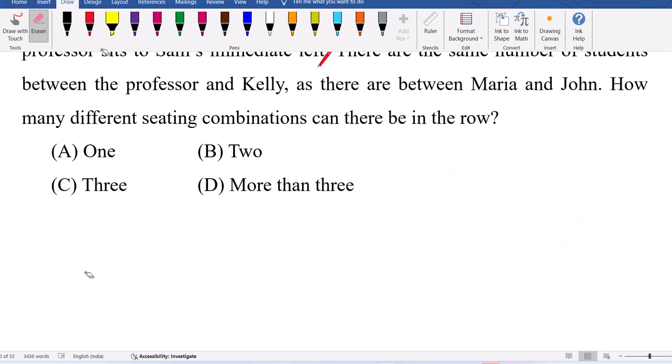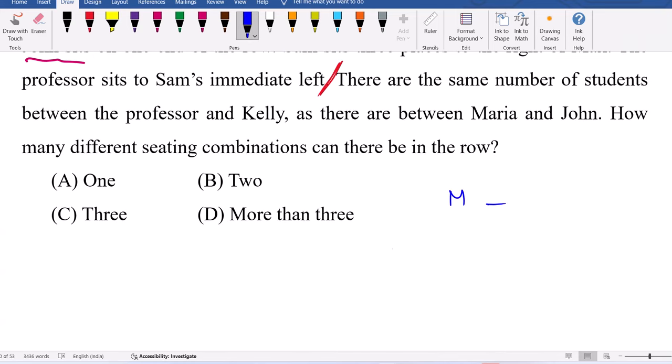First, we have three positions fixed. Sam, and Max: with respect to Max, Sam is third place. I believe everybody got this point. And the professor is immediately left of that. This is also fine. And John, okay, there are two more slots. It can be like this.